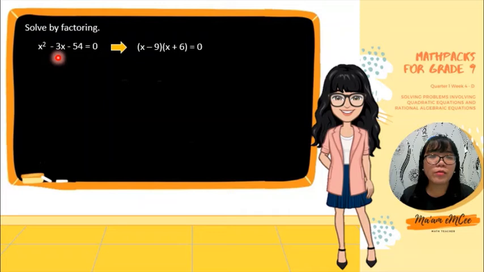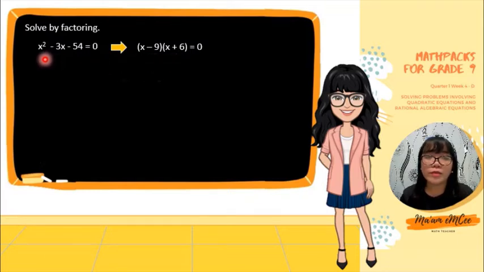So x squared minus 3x minus 54 is equal to 0. Since a is equal to 1, then factors of x squared will be x and x only. So we will focus on the second term. So negative 54 is the product. Negative 3 is our sum. So you need to think of two numbers whose product is equal to negative 54 and whose sum is equal to negative 3. And those numbers are negative 9 and positive 6.